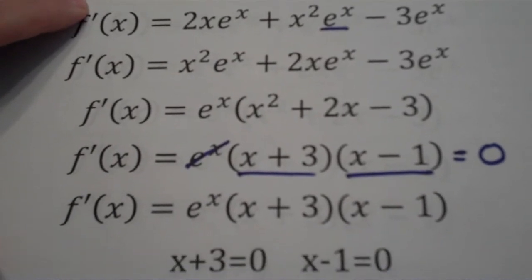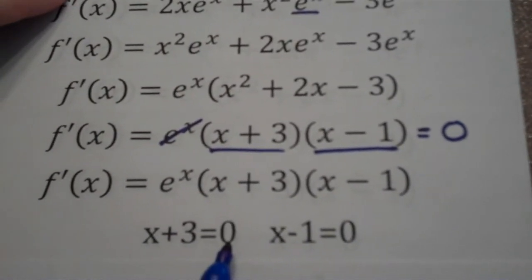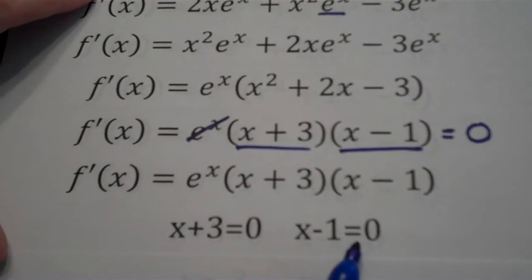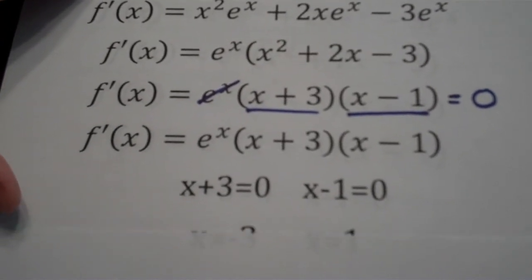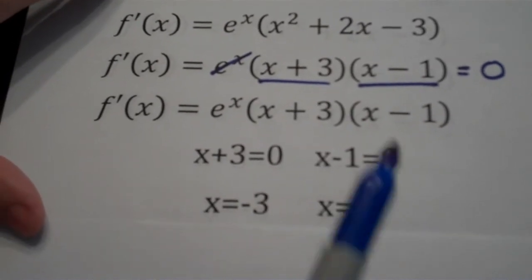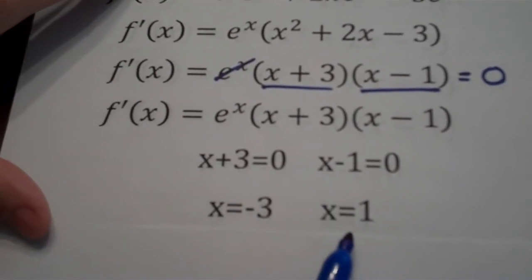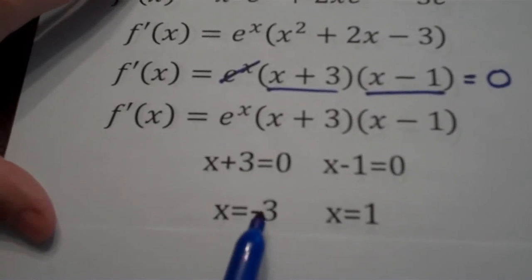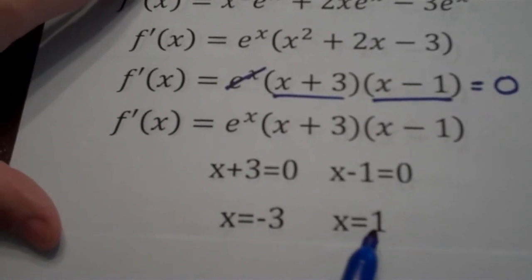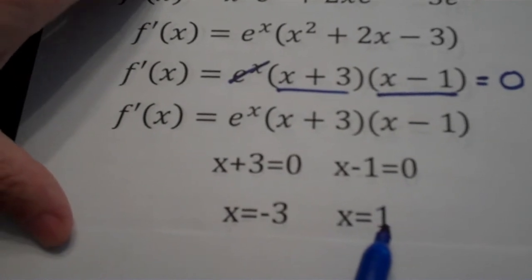In other words, either x + 3 = 0 or x - 1 = 0. Subtracting 3 from both sides means x = -3. Adding 1 to both sides leaves x = 1. So we have a critical point at either -3 or 1. Well, actually at both, not or.